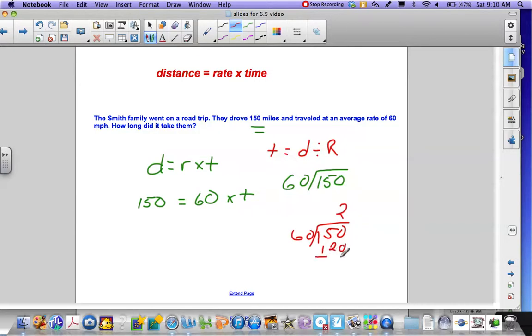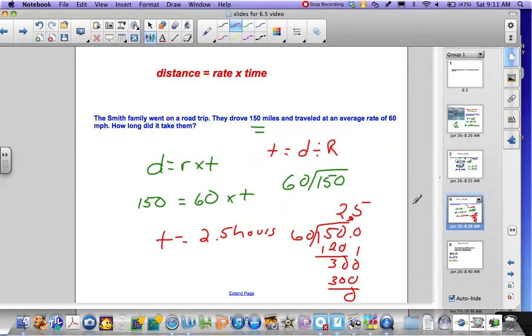Can add a decimal and a 0, and remember, bring that decimal right up to your quotient. Have a nice terminating decimal here. Okay, 2.5. We were looking for the time. They drove 150 miles at 60 miles per hour, so the time is going to be in hours. It took them 2.5 hours. Does that make sense? 60 miles in 1 hour, 120 miles in 2 hours, so they'd go another 30 miles in a half hour. Always be sure your answer makes sense.